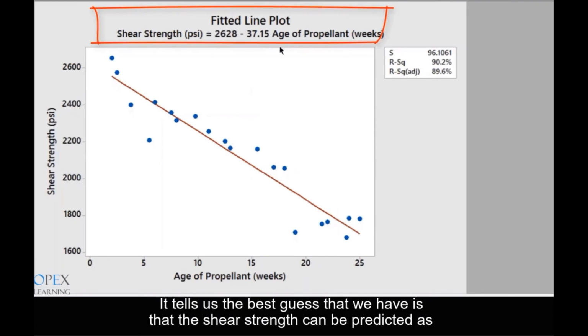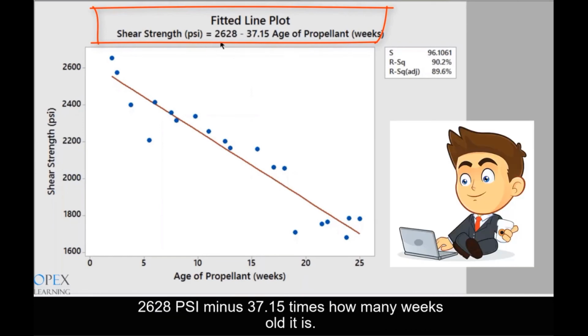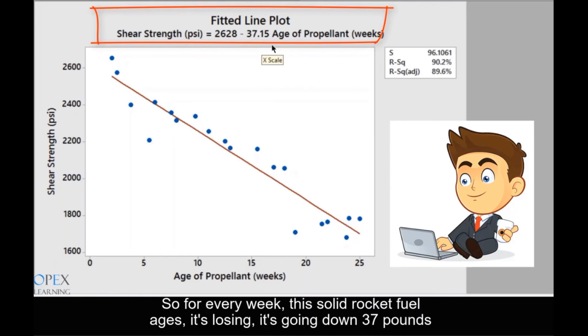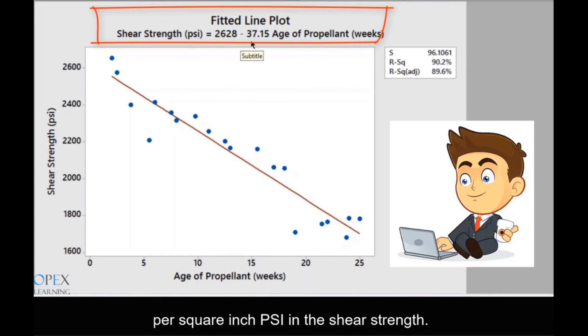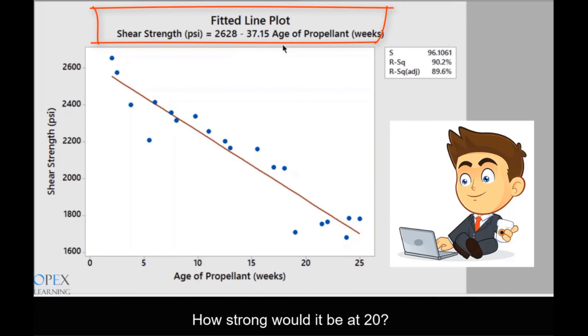It tells us the best guess that we have is that the shear strength can be predicted as 2628 PSI minus 37.15 times how many weeks old it is. So for every week this solid rocket fuel ages, it's going down 37 pounds per square inch, PSI, in the shear strength. So we could then calculate, we could put in how strong would it be at 10? How strong would it be at 20? We could plug in 10 and 20 and solve it.